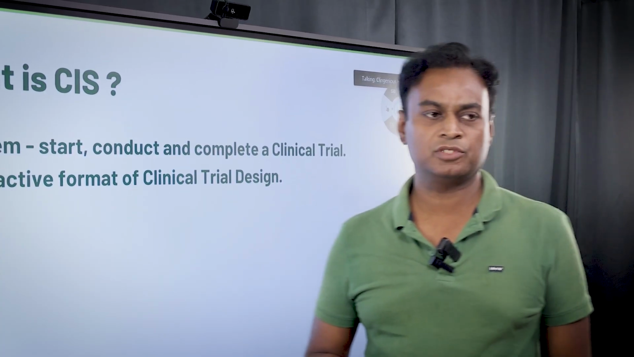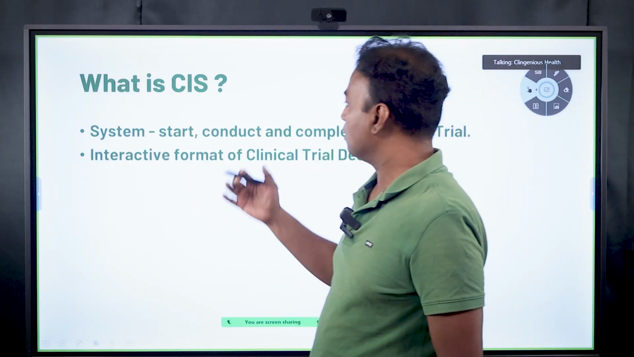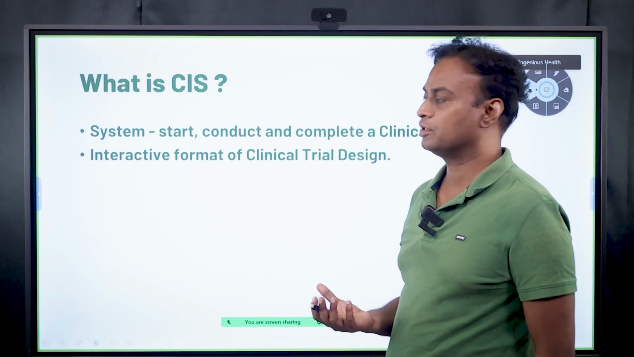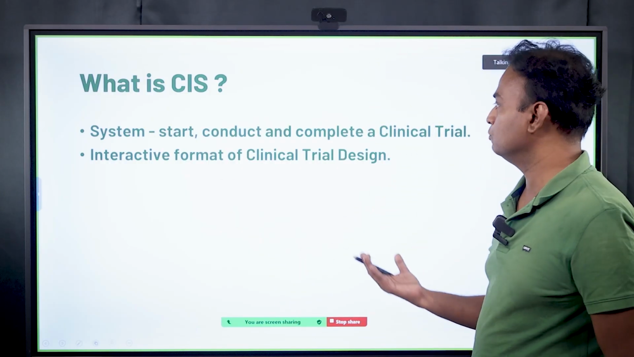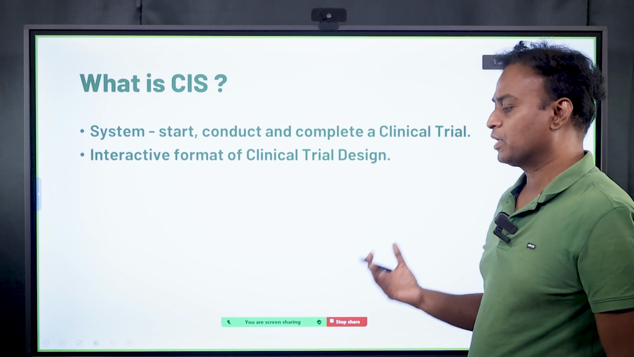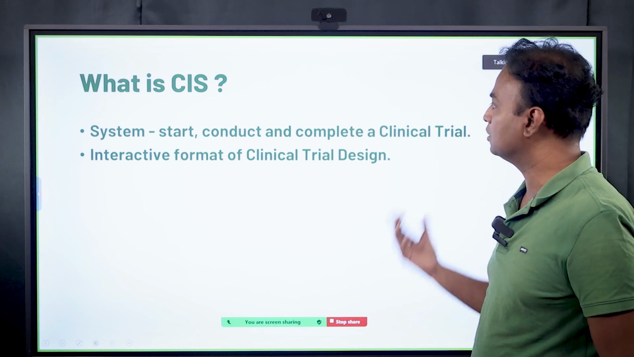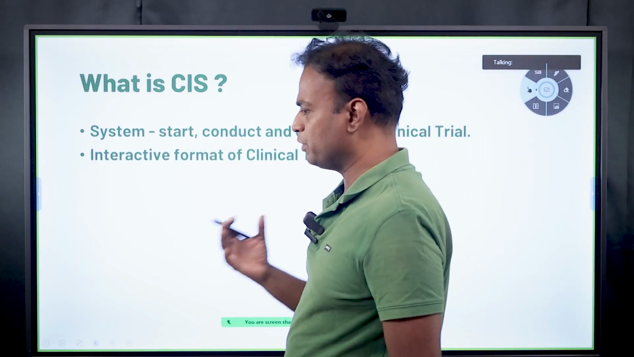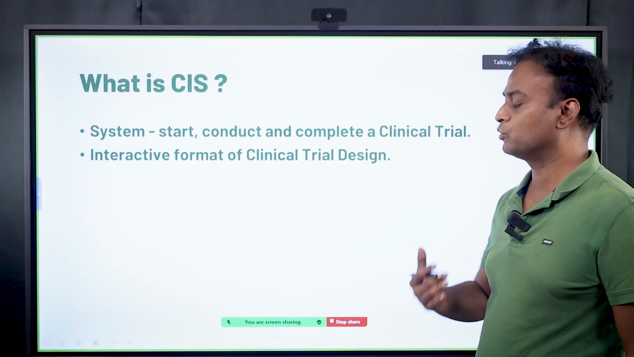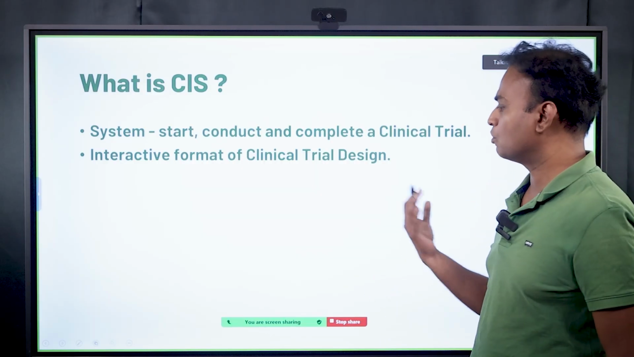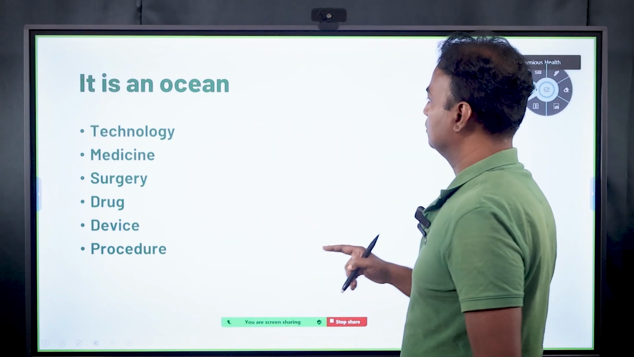It is a system, meaning it is a computer application where you can start a clinical trial. If you want to start a clinical trial, you have to use a clinical interactive system. To conduct the clinical trial, you have to use it. A particular clinical trial is said to be completed when you complete it in a clinical interactive system. Basically, it contains the clinical trial design. So how do you randomize, how do you ship medication? All these things are there in this system. We will go deep into it.